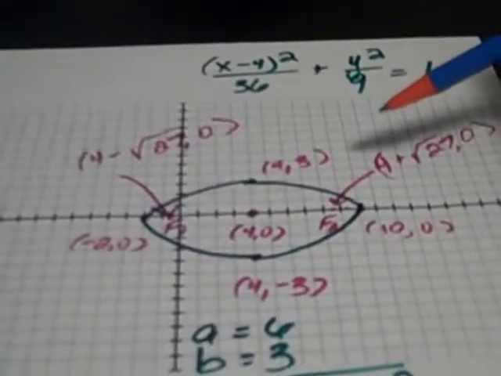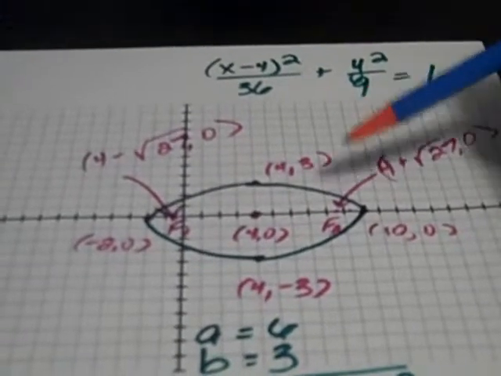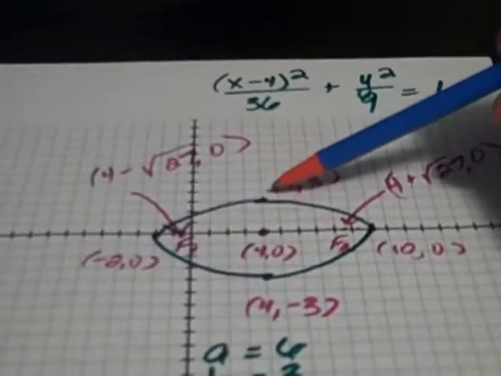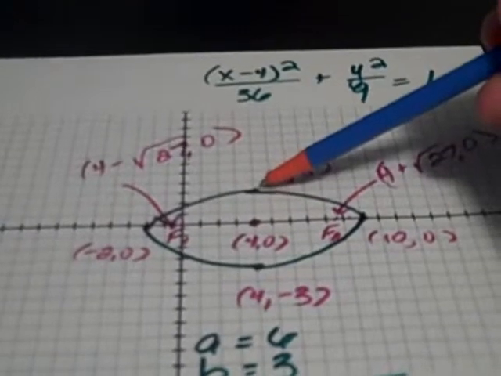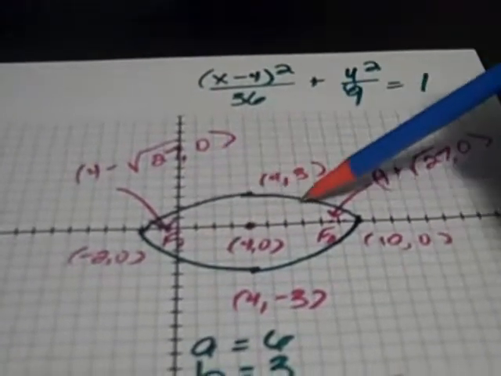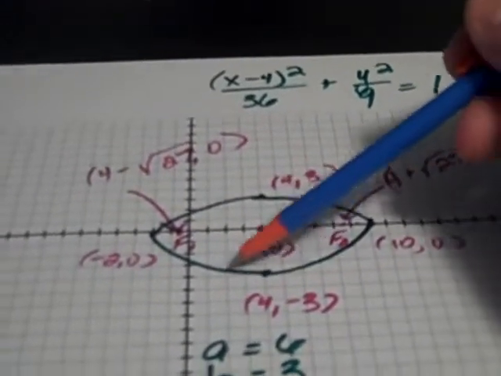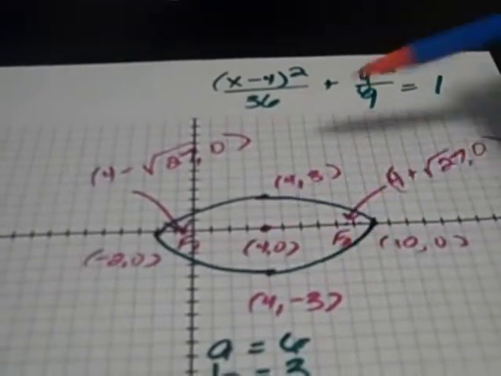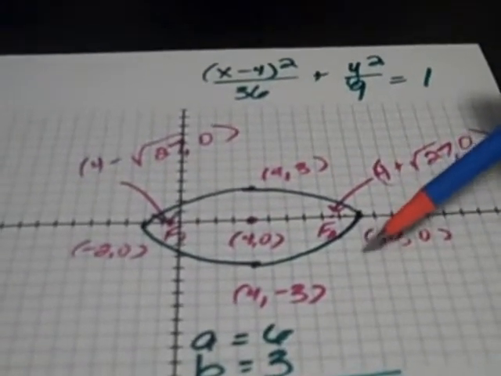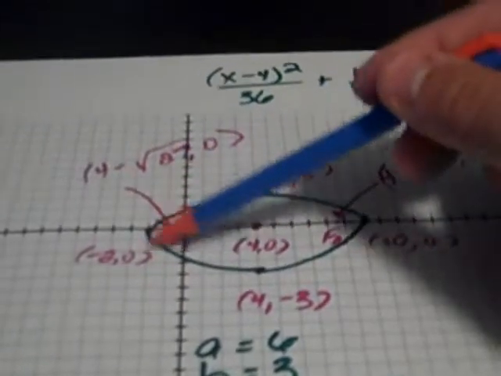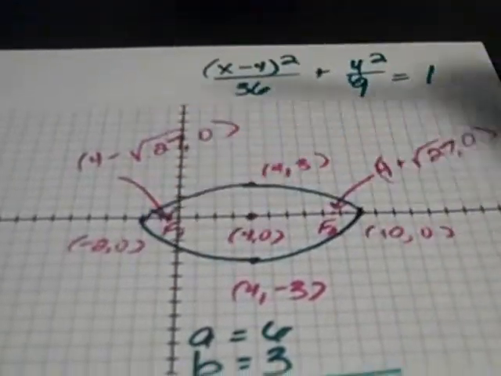We'll, of course, continue to play around with slope of the tangent line. We would expect here at the north point, (4, 3), the tangent line will be horizontal. It'll also be horizontal here at the south point, (4, -3). The tangent line will be vertical at (10, 0) and over here at (-2, 0).